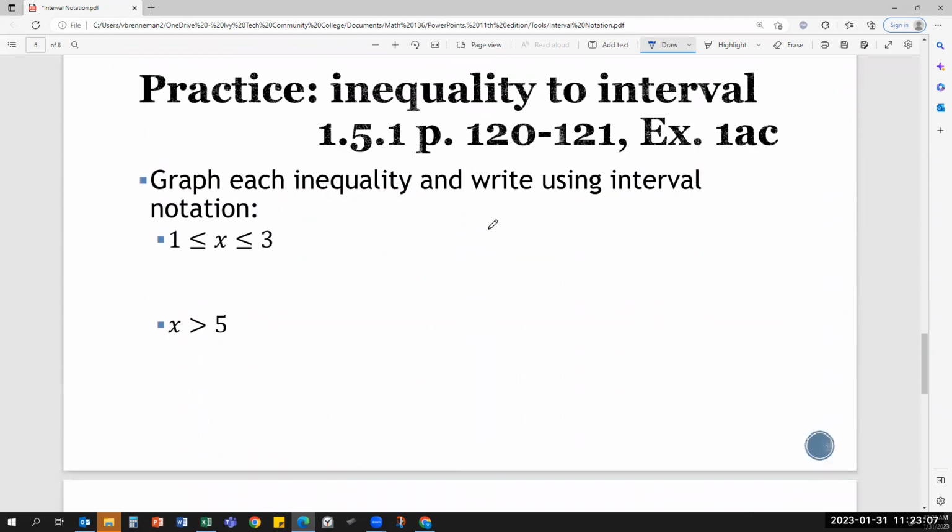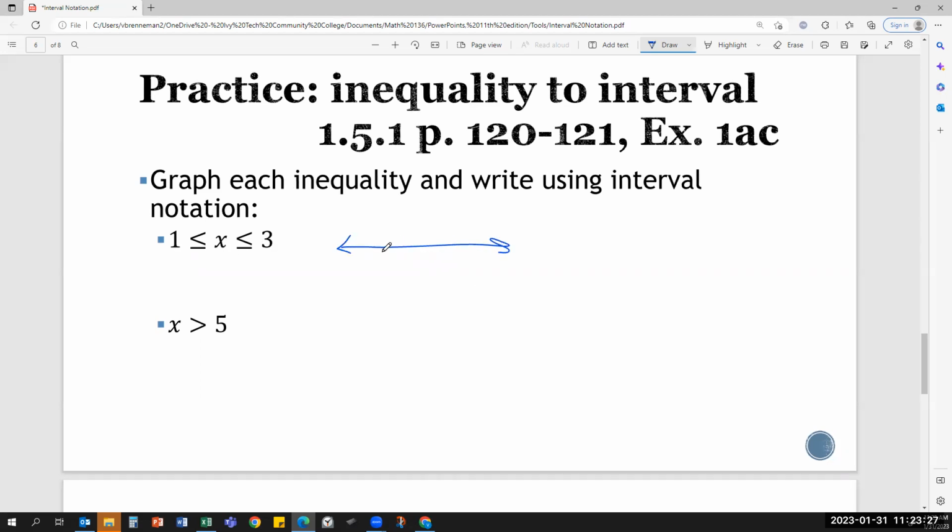So going from an inequality to interval, I'm going to practice that. I recommend, from the inequality, graph it, and then you can look at the graph and the interval is kind of right there. It's just slightly changing the form. So 1 is less than x is less than 3.